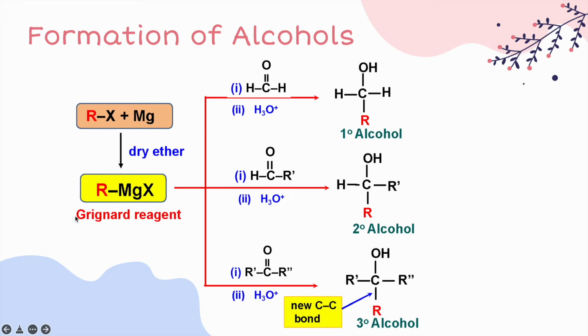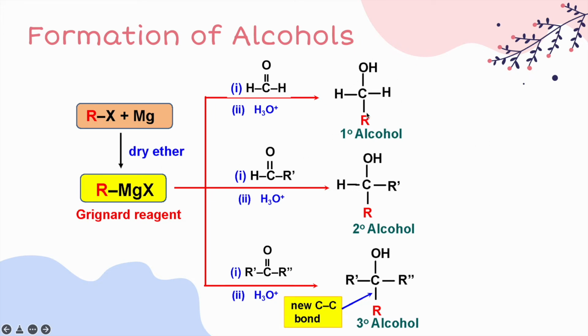Next, formation of alcohol. Initially we show the formation of Grignard reagent from alkyl halide or aryl halide plus Mg in the presence of dry ether to produce Grignard reagent. So in order to form alcohol from Grignard reagent, these Grignard reagents react with aldehyde in the presence of acidified water to produce primary alcohol. To produce primary alcohol, make sure the aldehyde, the carbon that is attached to double bond O, has no R group at all. Both sides hydrogens, no R groups at all. Then the product can be primary alcohol.